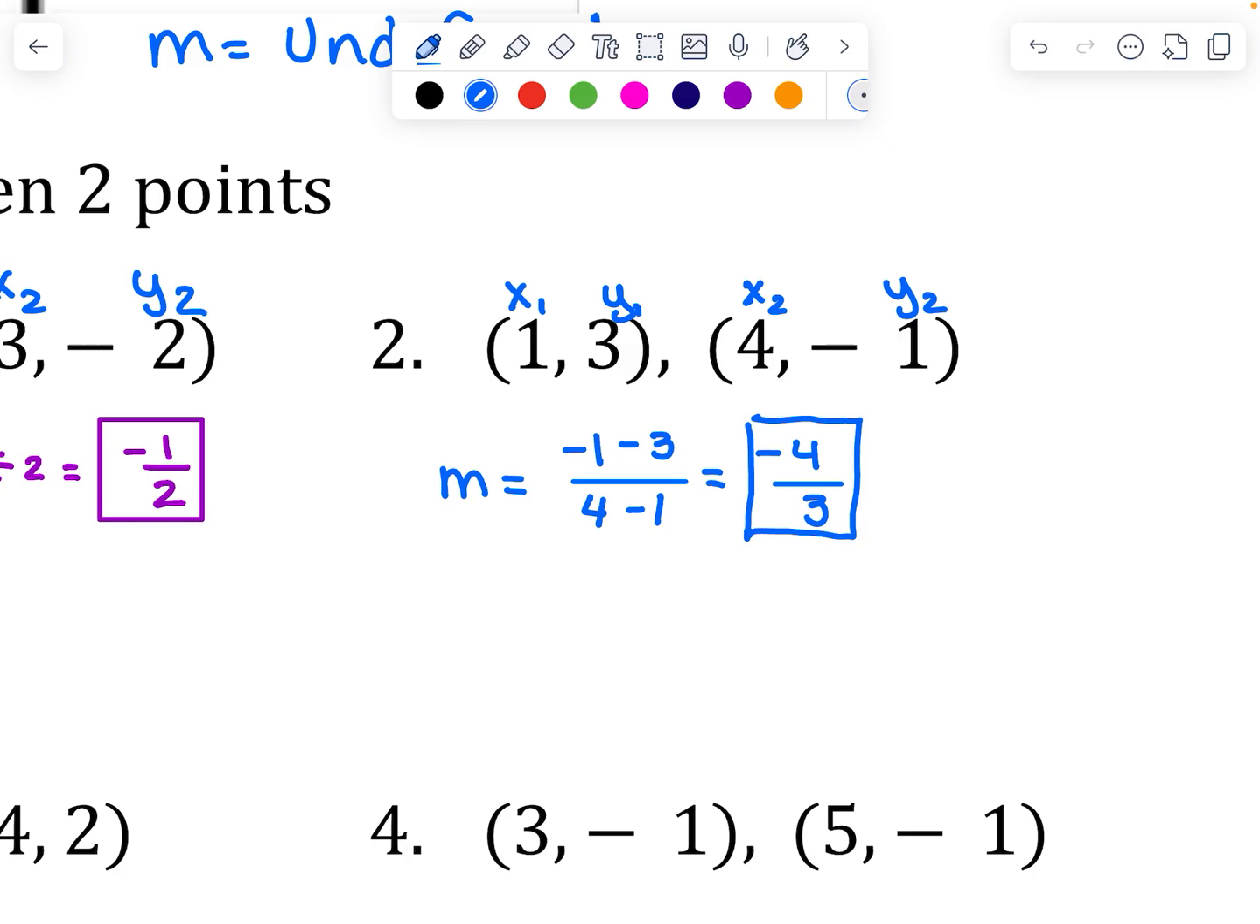Slope is always a fraction, right? Even if it's a whole number, you can still write that as a fraction as over 1. You never want to turn slope into a decimal or a mixed number. So our answer here is just -4 over 3.